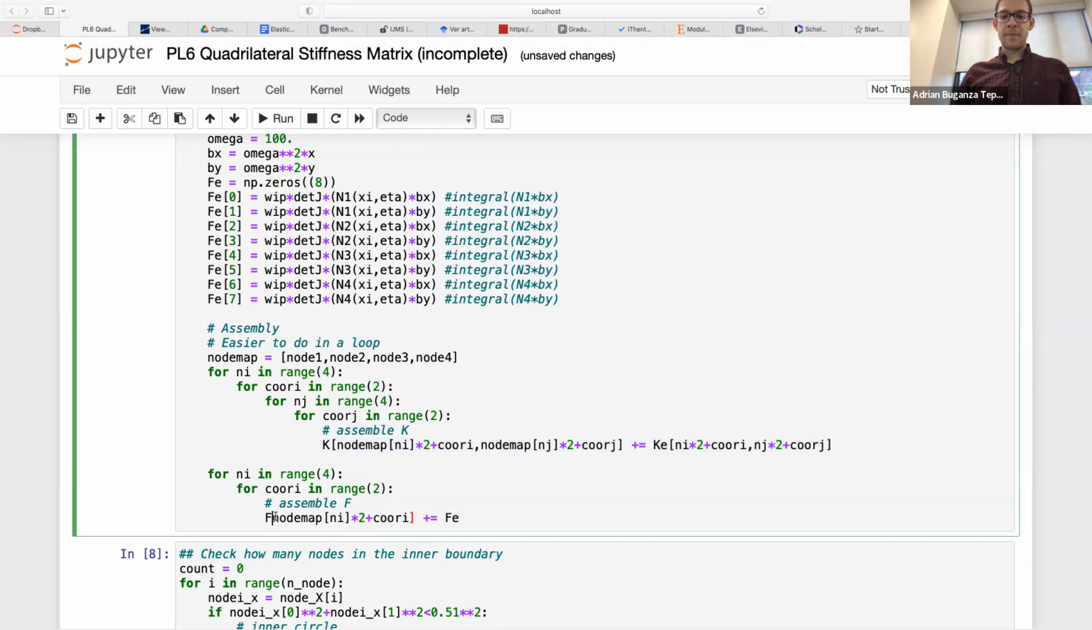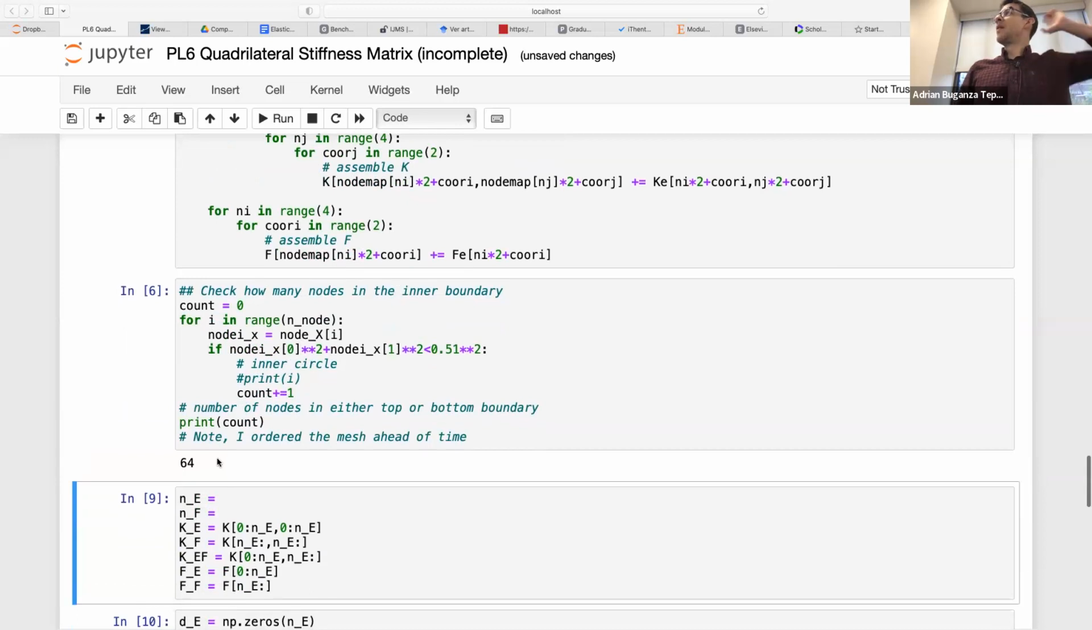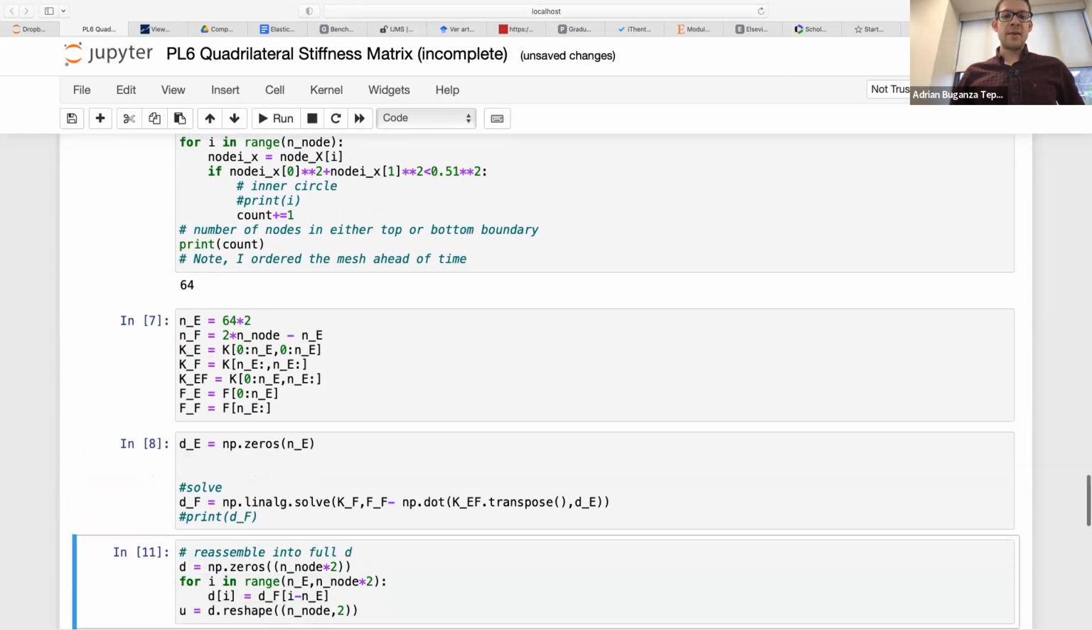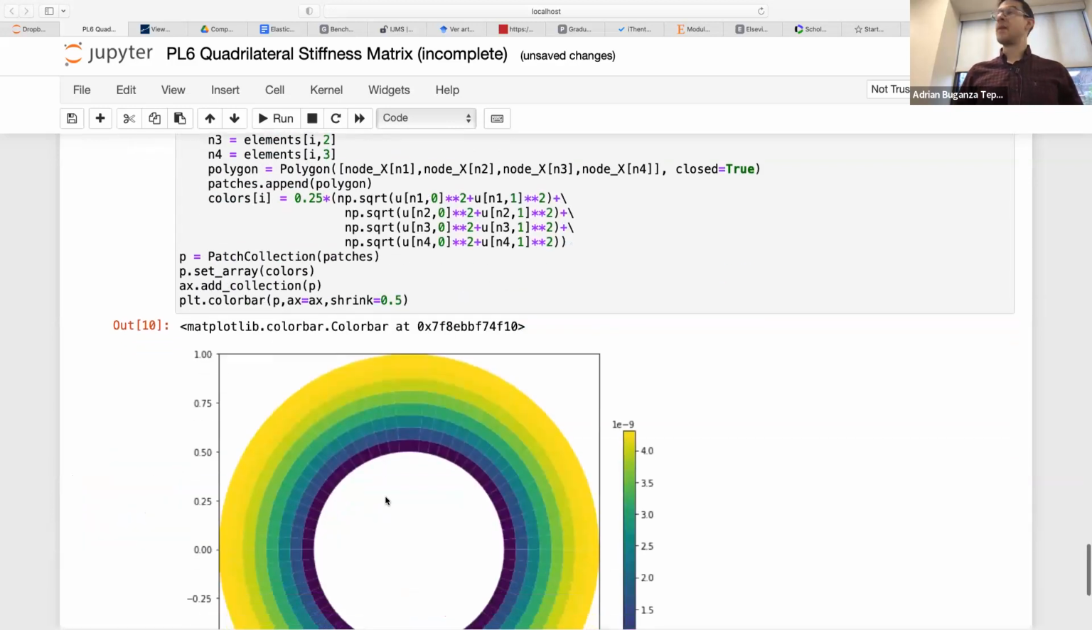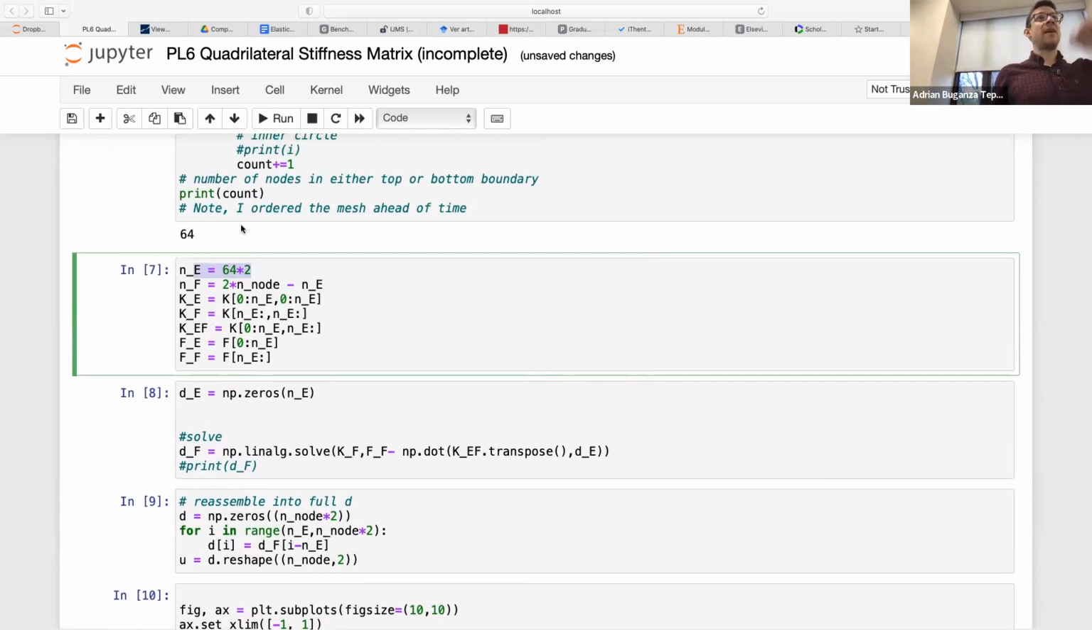Lastly, for this one, all we need is just this plus equal Fe, then Ni times 2 plus core I. And that should be it. And then, that one. Here it says that there are 64 nodes on the inner boundary. Therefore, I need to fix 128 degrees of freedom, because I'm going to fix both the X and the Y. And this is just 2 times n node minus that NE. The DE is just zeros, that's it. The rest you can just run, and then it should produce the correct result. But the key last thing was this times 2 of the number of nodes, again because we are fixing X and Y.